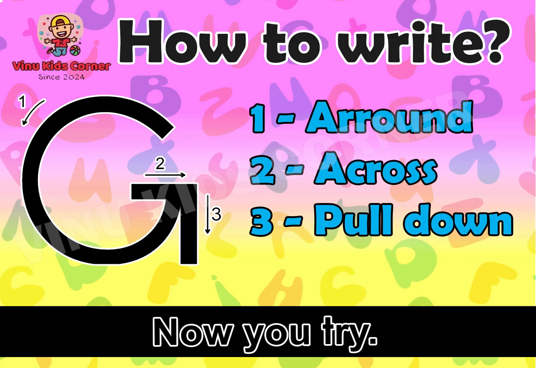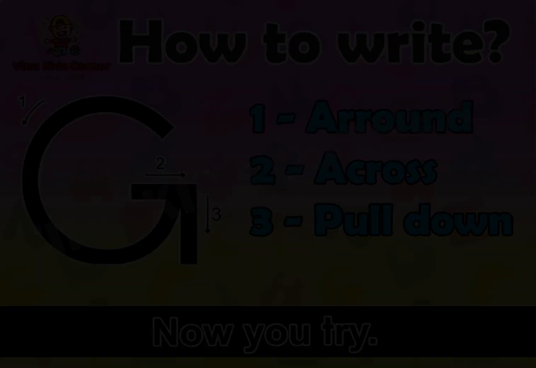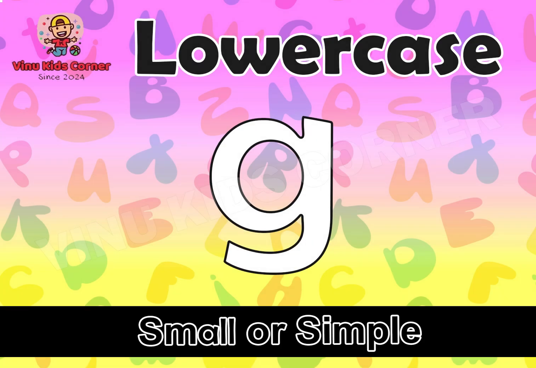Now we are going to write uppercase G. Start with the top and go all the way around in the middle. Then make a line across and make a line down. Now you try.